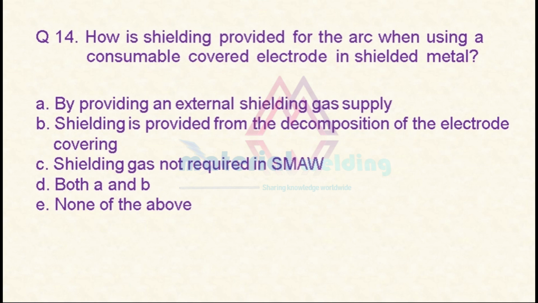Question 14. How is shielding provided for the arc when using a consumable covered electrode in shielded metal arc welding? A. By providing an external shielding gas supply. B. Shielding is provided from the decomposition of the electrode covering. C. Shielding gas is not required in SMAW. D. Both A and B. E. None of the above.